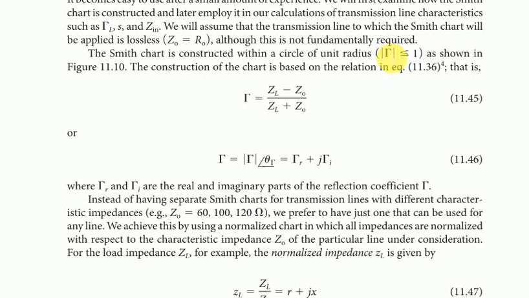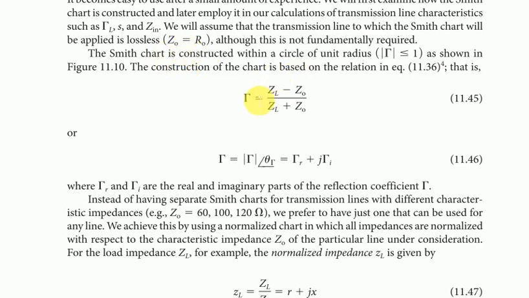Okay, so all of you know the maximum possible magnitude of the reflection coefficient is 1, or in short I can say the mod gamma is always less than or equal to 1. That is why the complete Smith chart is constructed inside a unity circle. It cannot be constructed beyond the unity circle. Unity circle, I mean to say a circle with radius unity.